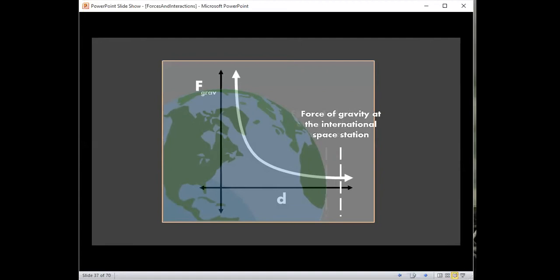And if the student asks, wait a minute, why do things seem weightless on the International Space Station or in space if there's so much gravity? Again, if they ask this question, you need to commend them because they understand the implications of what this graph is telling us.